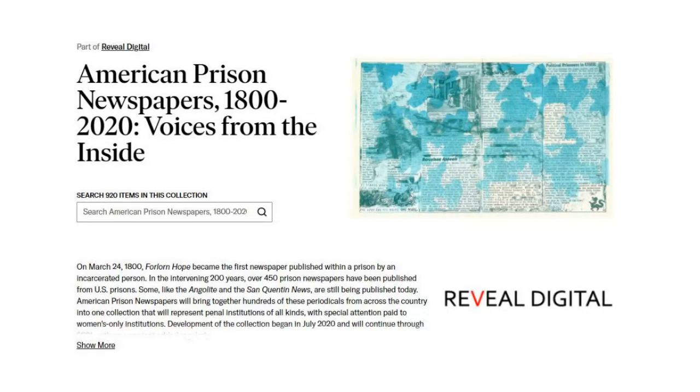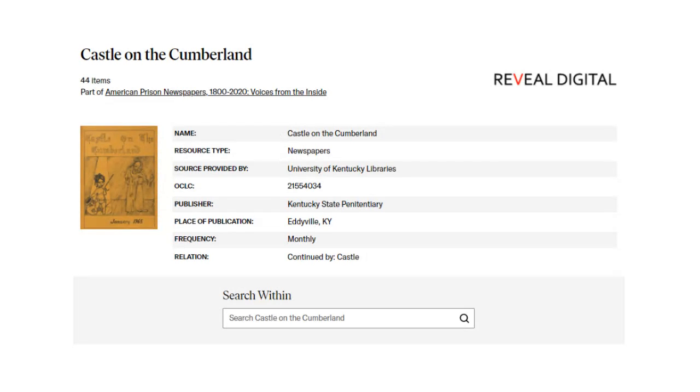Anyway, the collection is of American prison newspapers from 1800 to 2020. It's subtitled Voices from the Inside. And you can search within the collection. I don't think I actually searched through it. It gives you some information about the collection itself, and then the different objects that are available, the different articles or images or whatever it is that the collection is made up of. You can kind of scroll through and see what it is.